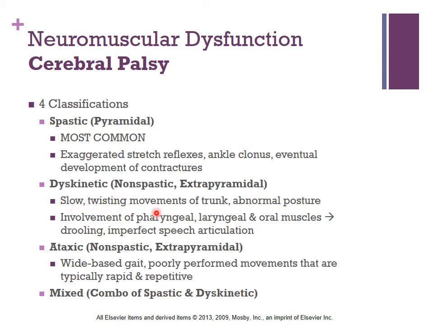There's also dyskinetic or non-spastic CP. They have slow twisting movements of the trunk, abnormal posture. Typically, they'll have involvement of the pharyngeal, laryngeal, oral muscles, so you'll see drooling or imperfect speech articulation. Ataxic is another non-spastic type of CP, and this is a wide-based gait, poorly performed movements that are typically rapid and repetitive, and then mixed is a combo of spastic and dyskinetic. So not only do they have these issues, they'll have these other issues as well.